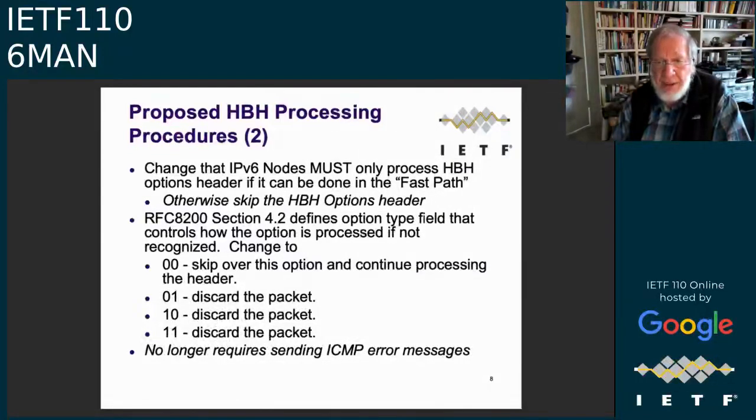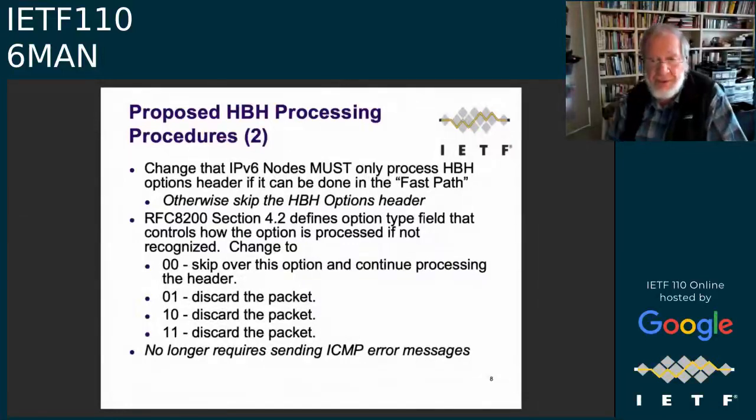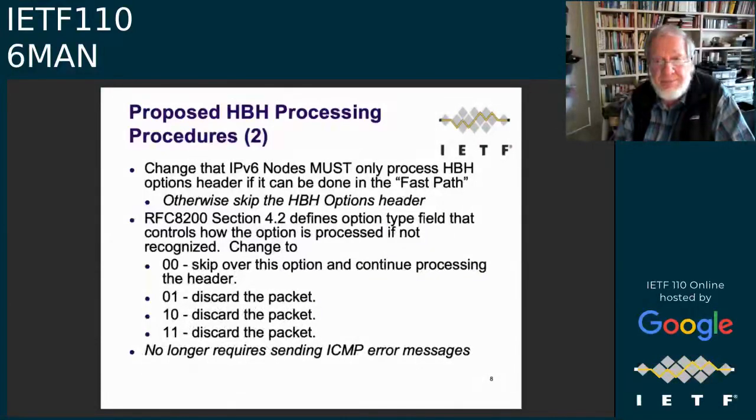Another change is in section 4.2 of RFC 8200, where the first bits in the type field define what to do with the option if it's not recognized. I'm changing it so that 00 will mean skip this option and continue processing, and otherwise discard the packet. The change here is to no longer require the sending of ICMP error messages, which I suspect is problematic at full speed. Next slide.